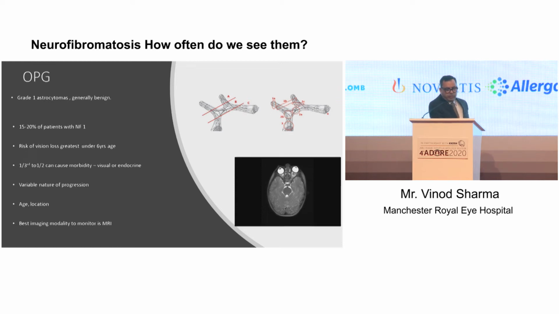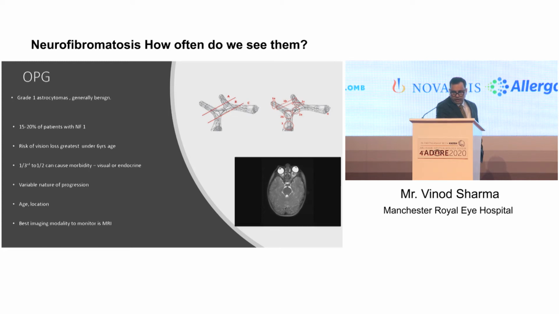So coming to optic pathway gliomas, they are grade 1 astrocytomas. They're generally benign, and around 15 to 20% of the NF1 patients will have OPG. The risk of vision loss is greatest under 6 years of age, and this is important to bear in mind because based on these things we decide why we need to follow them up and how often we follow them up. Around a third to half can cause morbidity, which could be either visual or endocrine, but they have a very variable nature of progression, and it also depends upon the location.